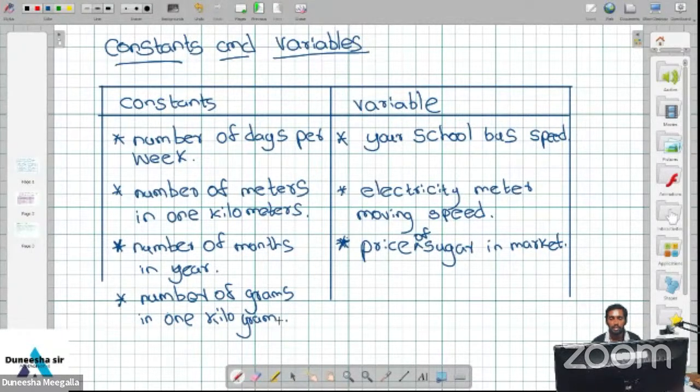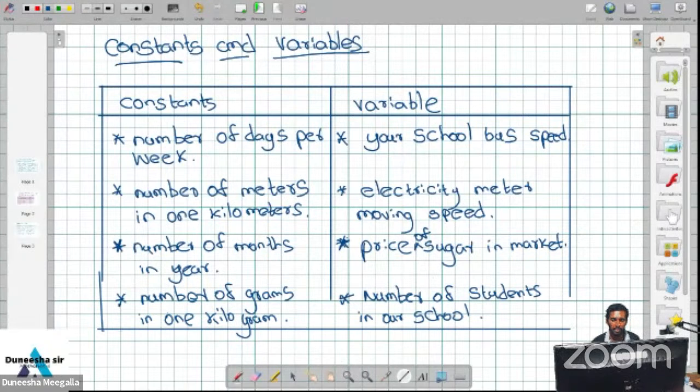Okay. Variable, can you tell me a variable? Number of students in our school. It's varying නේද? සමහර අය අයින් වෙලා යනවා, සමහර අය එදාට එන්නේ නැහැ නේද? It's a variable. Okay. Write down these examples. Can you identify now whether it's a variable or constant?